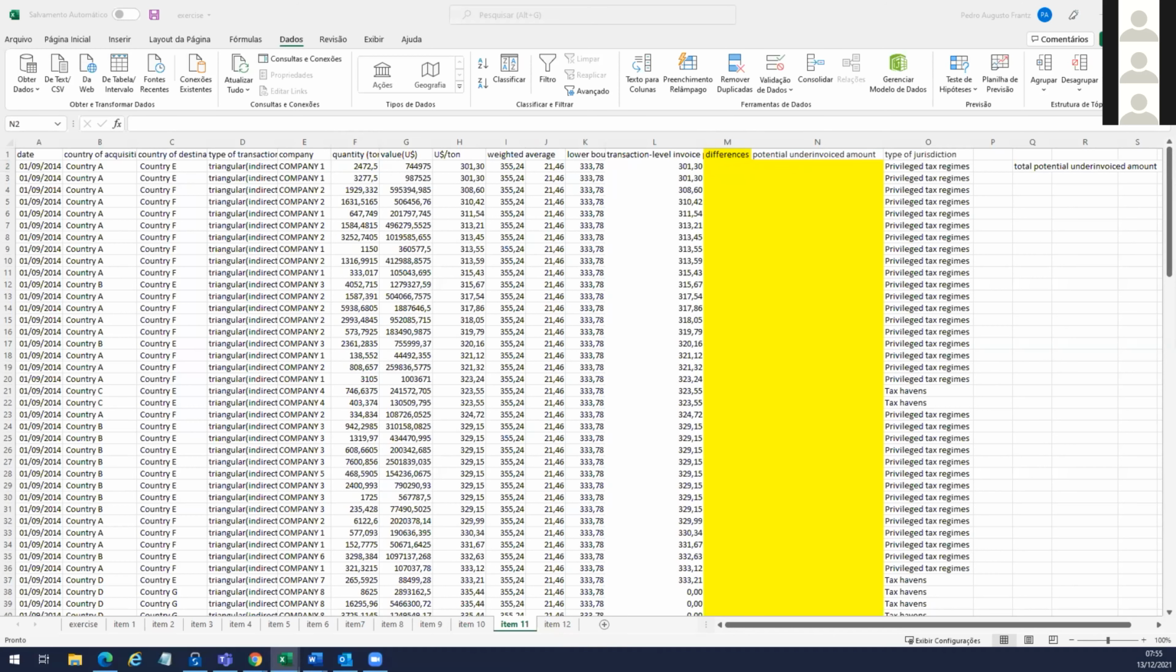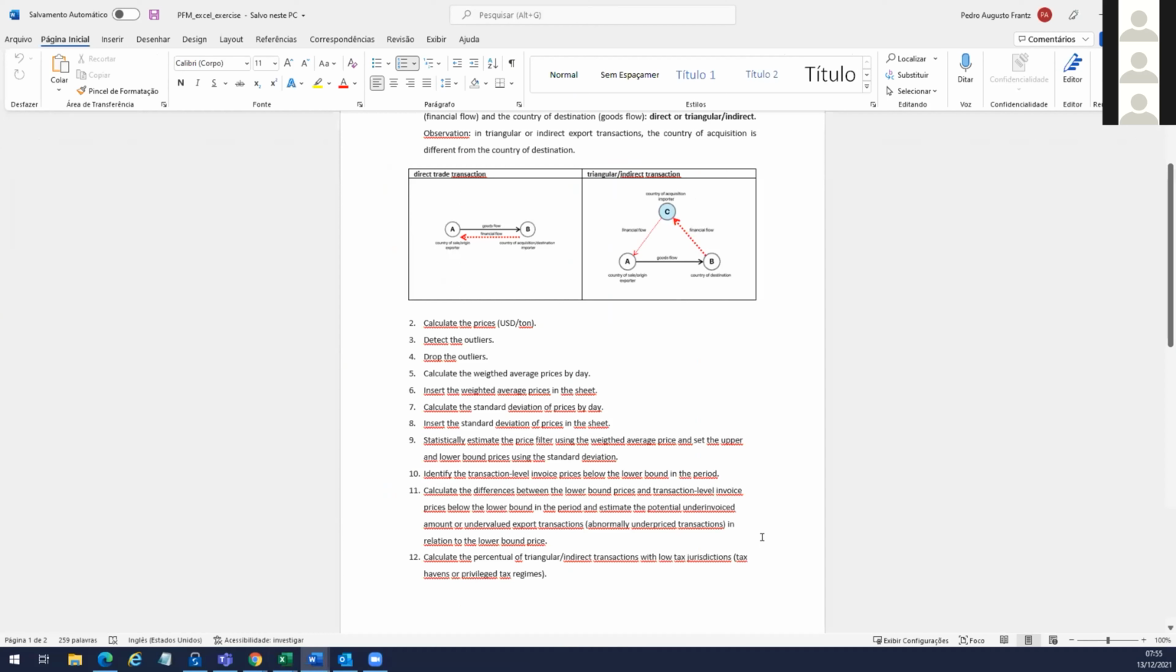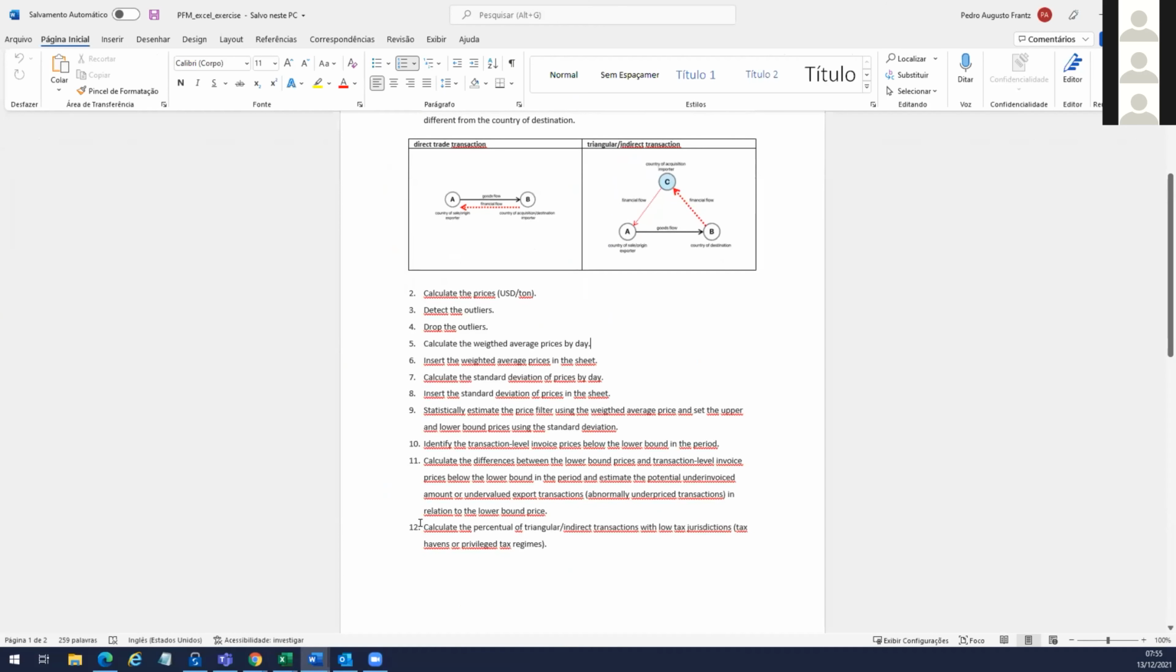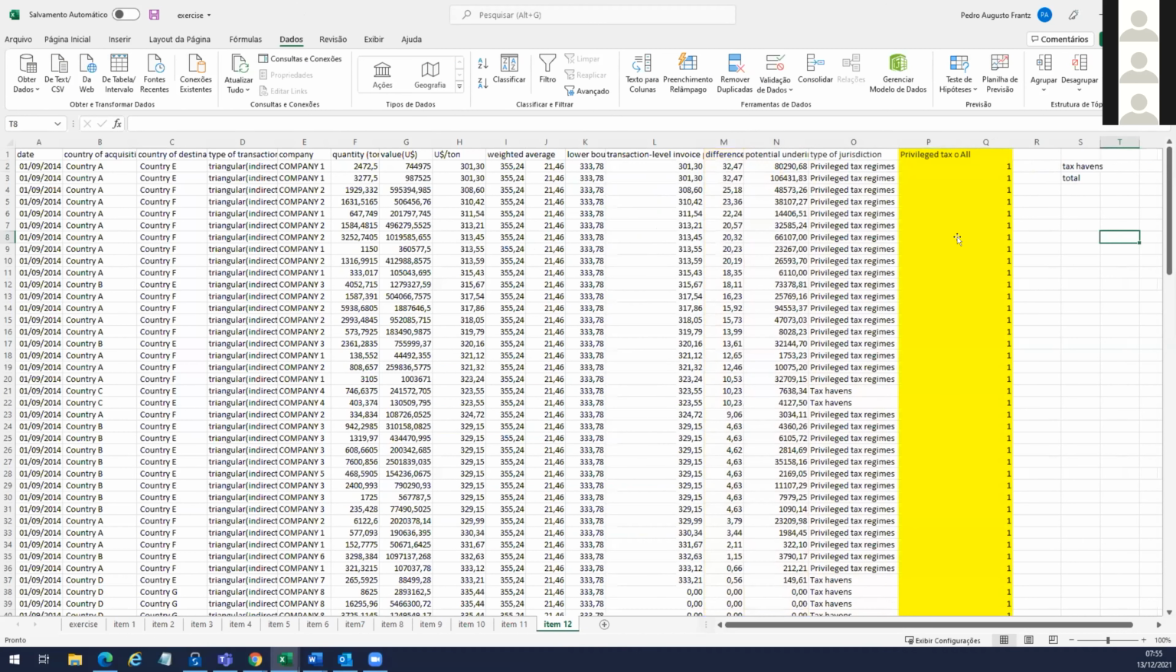And 12, calculate percentual of triangular and indirect transaction with low tax jurisdictions. This is here. We ask here.